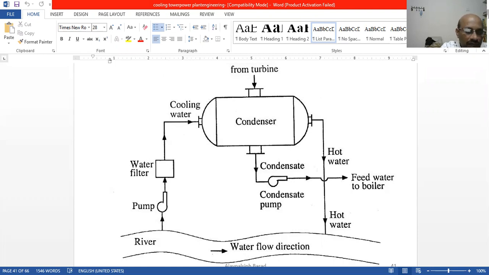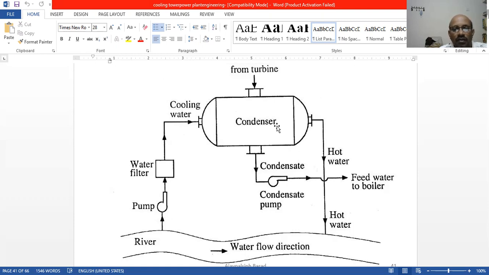Same thing as we studied in the last class, I will just recall it. Steam is coming from the turbine and entering into the condenser. The condensate from the condenser is extracted by the condensate extraction pump, and then we send that condensate to the boiler as feed water.